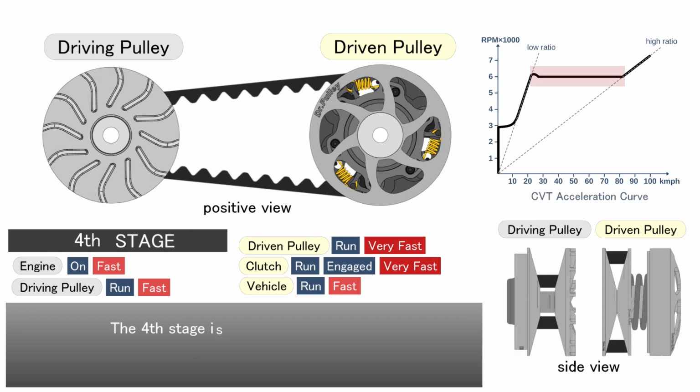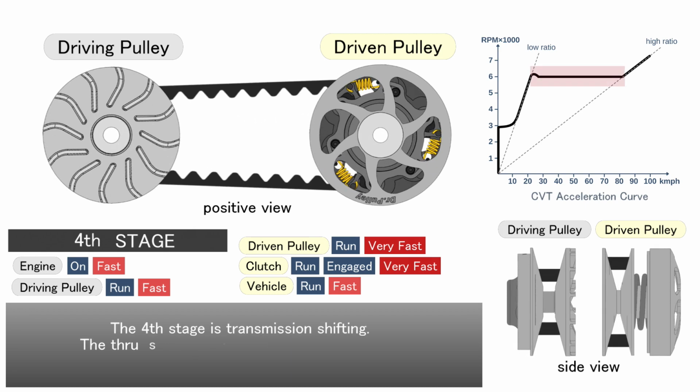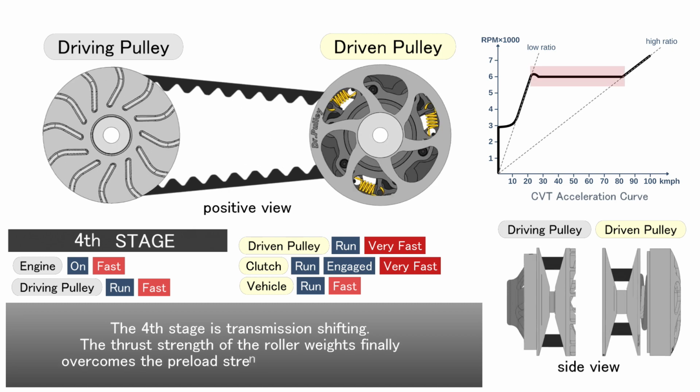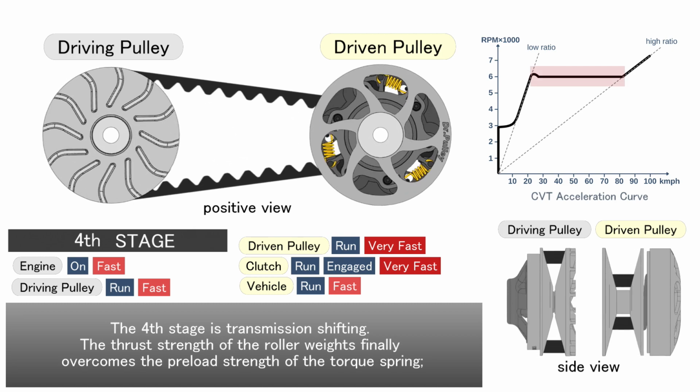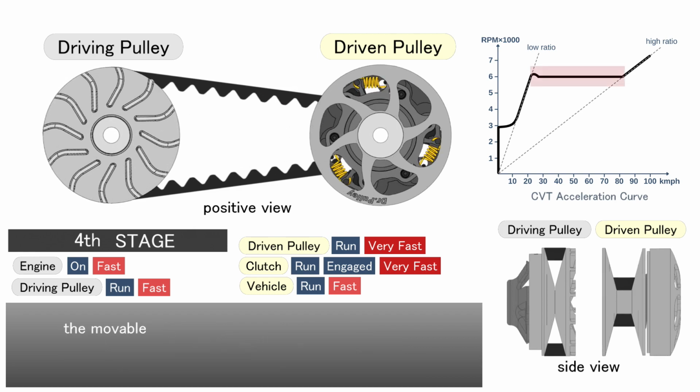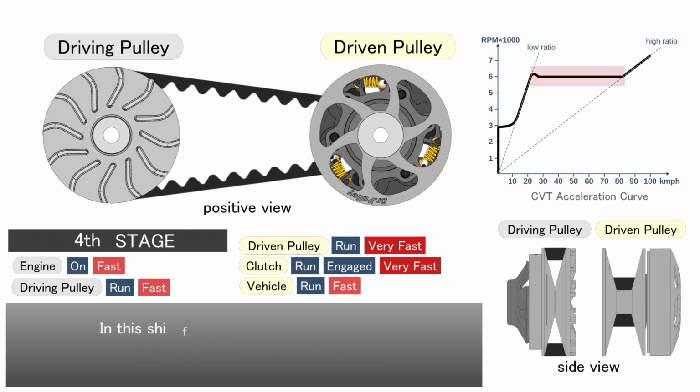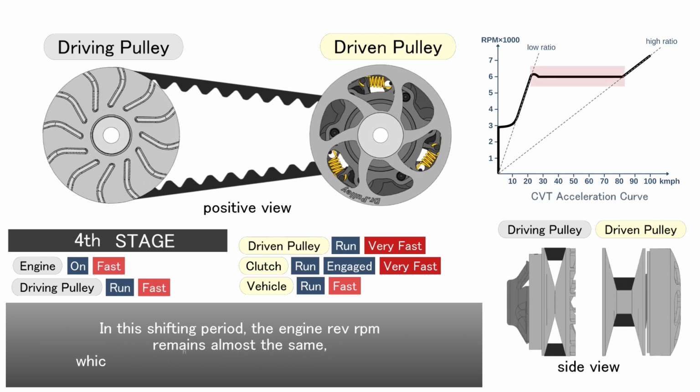The fourth stage is transmission shifting. The thrust strength of the roller weights finally overcomes the preload strength of the torque spring. The movable driving pulley starts to move, and the belt goes from the lowest to the highest position. In this shifting period, the engine RPM remains almost the same, which forms almost a horizontal line in the chart.